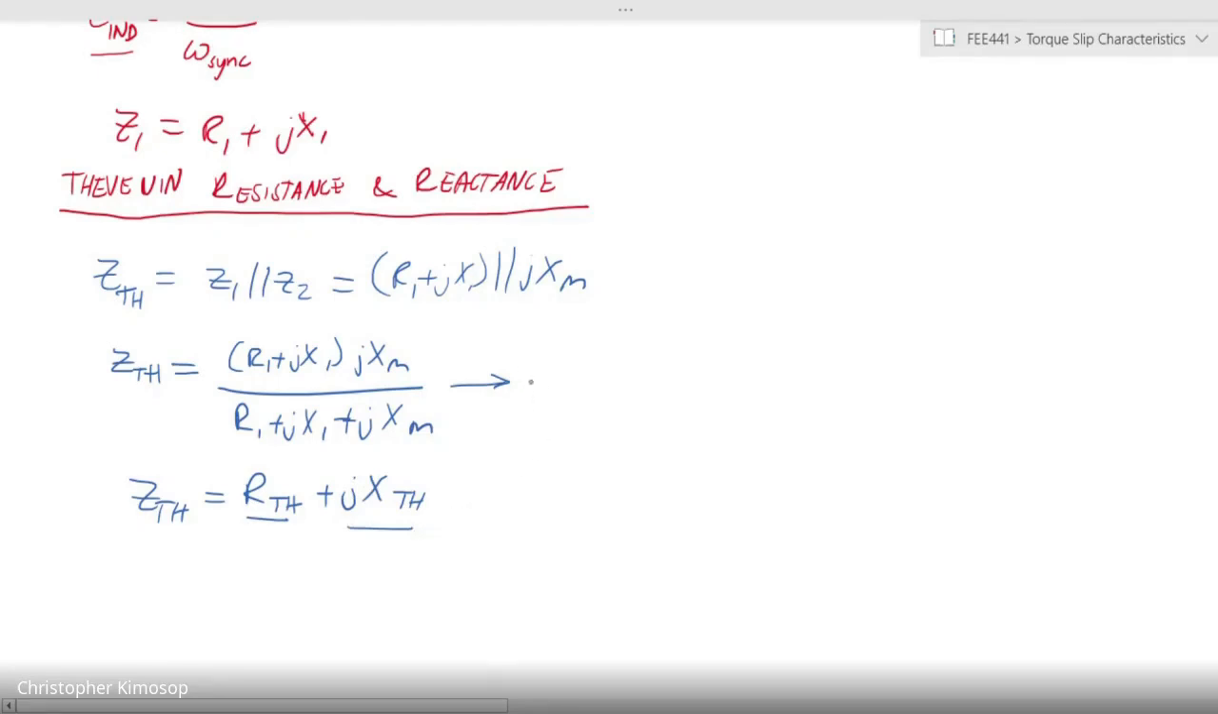Now, algebraically, it's a bit complex to derive, so I won't go into it here. However, if you have the exact one, which we will see in the example, R Thevenin works out to almost exactly R1 times (Xm over X1 plus Xm) squared, and X Thevenin works out to almost exactly X1. However, those are for purposes of estimation.